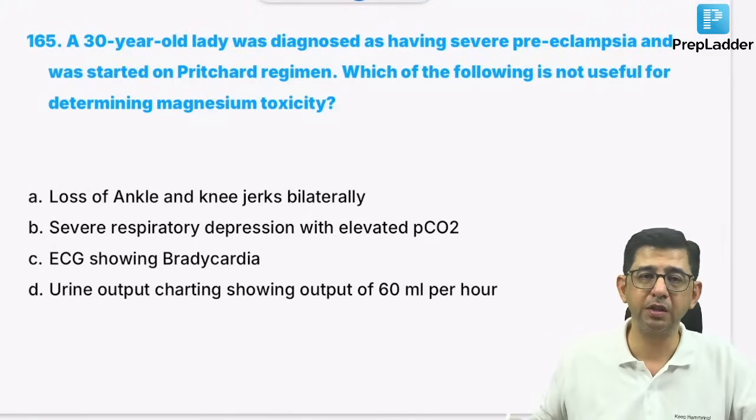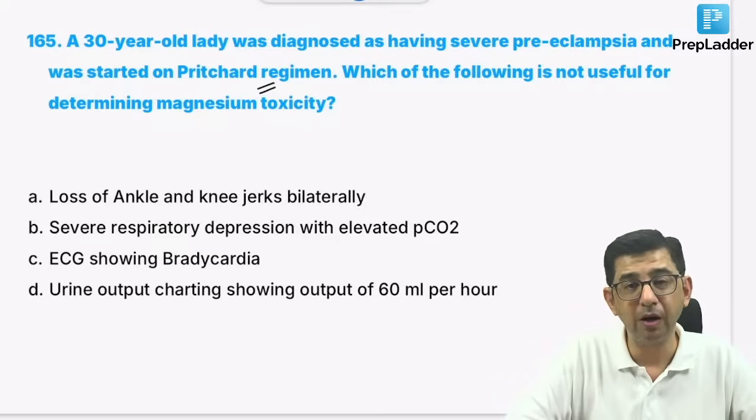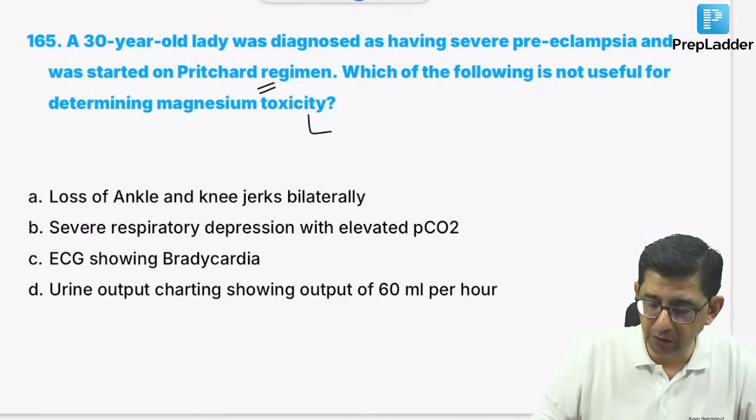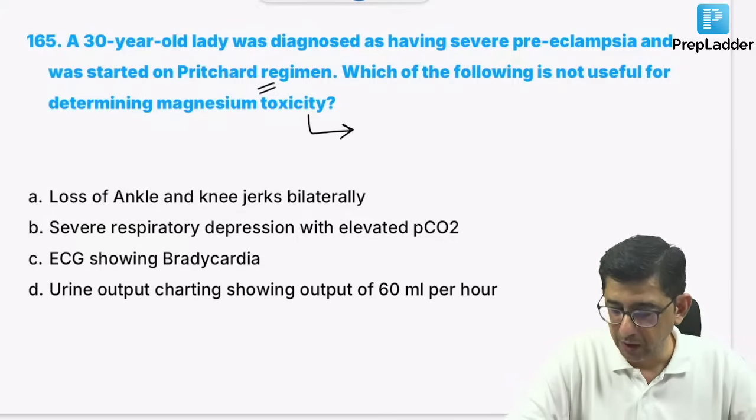Okay, coming to 165, Pritchard regimen. They love to ask about this magnesium toxicity aspect. You will comment in the chat box the answer to the question and the cause of death in magnesium toxicity. Do let me know why the patient will die due to magnesium toxicity, and let me know the answer to this question as well: which is not useful for determining magnesium toxicity.